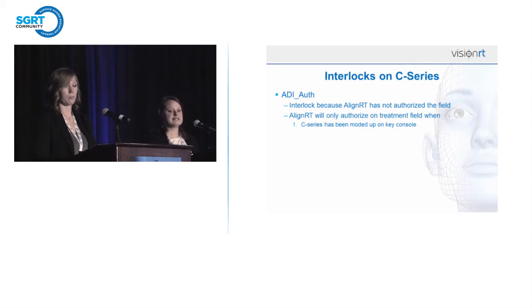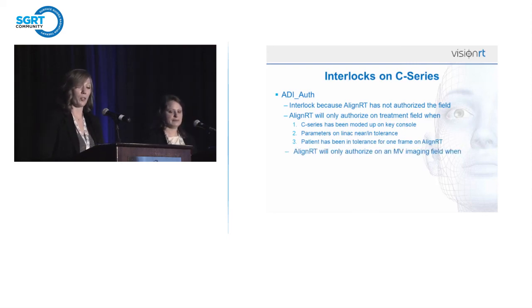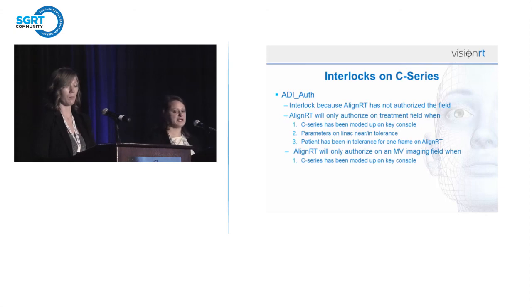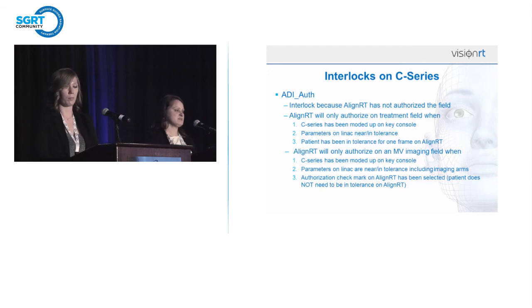So we mode up our key console, our parameters on the LINAC are near or in tolerance, and the patient has been in tolerance for at least one frame on AlignRT. AlignRT will then only authorize on an MV imaging field when C-Series has been moded up on the key console, the parameters on the Linac are near or in tolerance, including the imaging arms, and the authorization checkmark has been selected. Again, the patient doesn't need to be in tolerance.